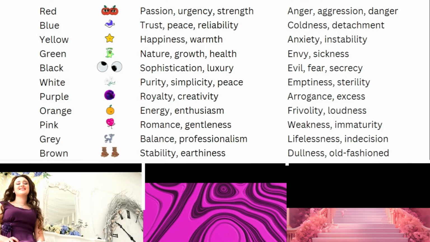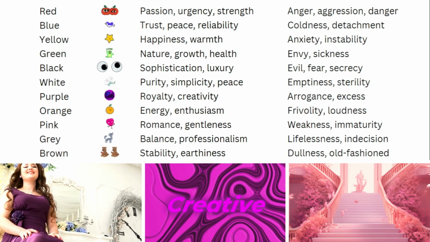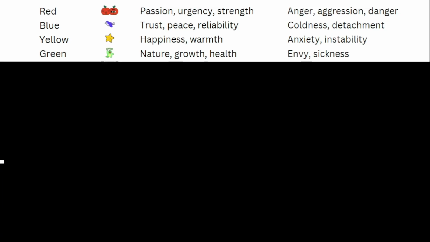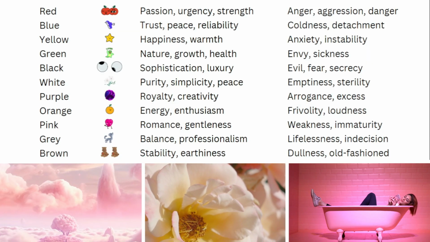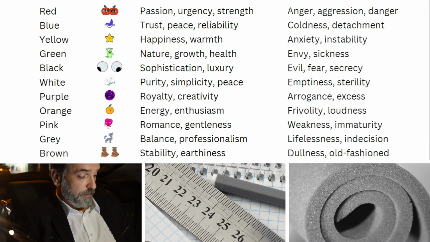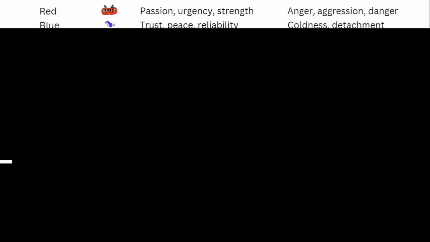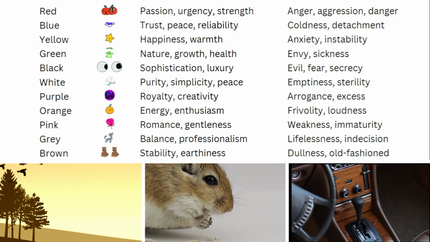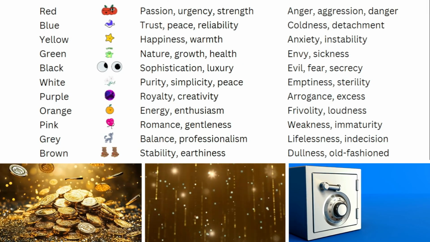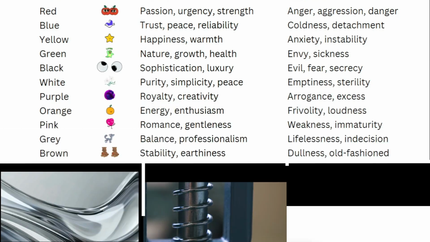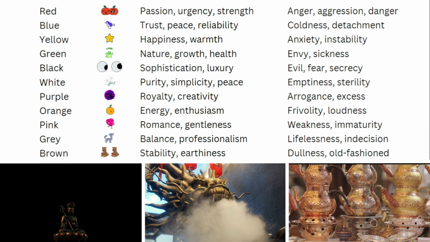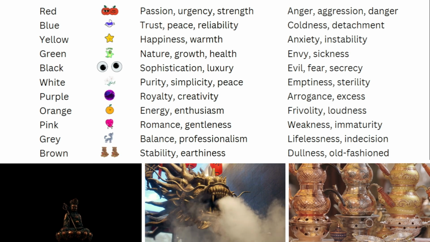Purple represents luxury and creativity, but may feel indulgent. Orange is fun and enthusiastic, but sometimes feels superficial. Pink is romantic and gentle, but can be seen as weak or childish. Gray symbolizes balance and professionalism, but can seem dull. Brown suggests reliability and earthiness, but might look outdated. Gold represents prestige and celebration, but might appear materialistic. Silver feels sleek and modern, but may come across as impersonal. Bronze implies tradition and timelessness, but sometimes feels old-fashioned.